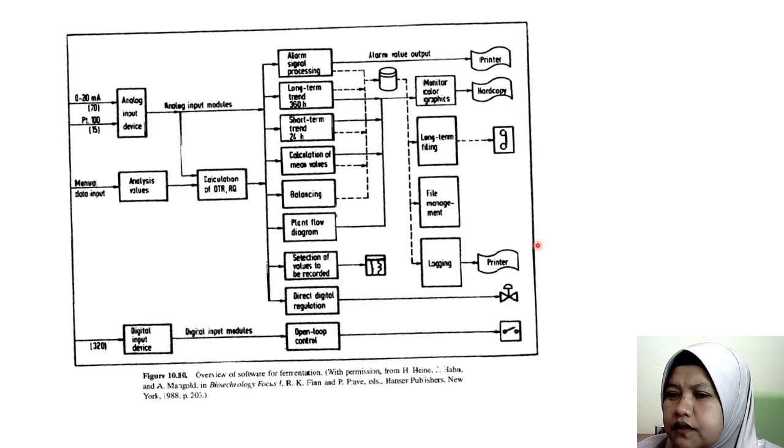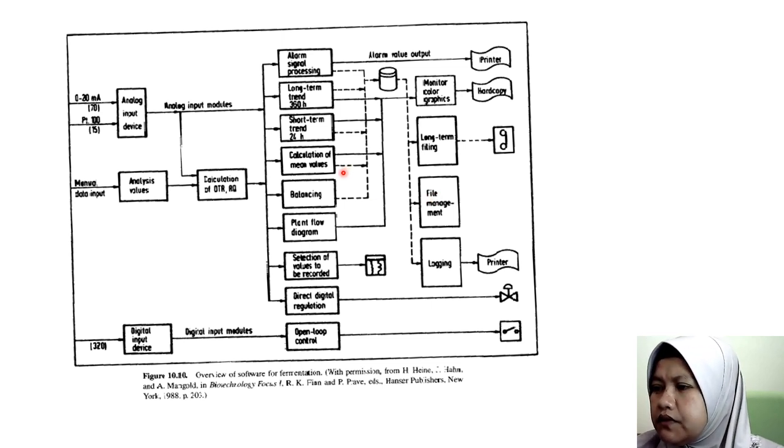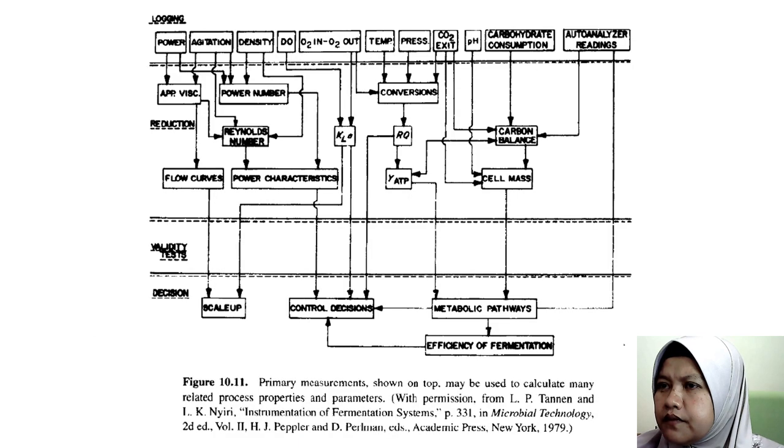So here is an example of an overview of software for fermentation. Okay, and normally this is related to electronic parts. This is just the general knowledge for you all, right? And also here the primary measurements shown on the top, okay, where we have the power, the agitation, density, dissolved oxygen, oxygen in and out, temperature, pressure, carbon dioxide exit, pH, carbohydrate consumption, and auto-analyzer readings.